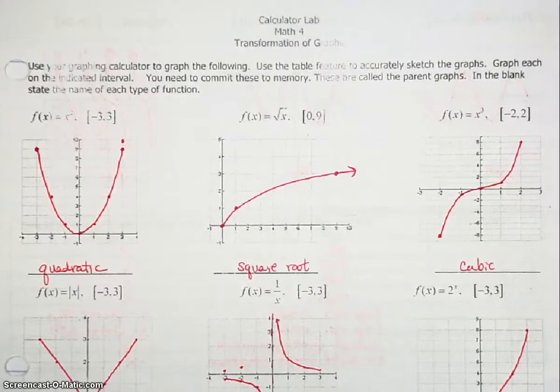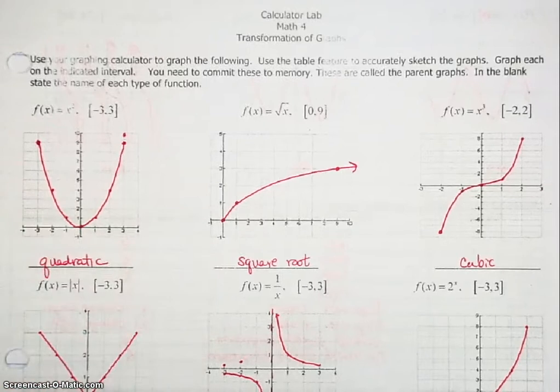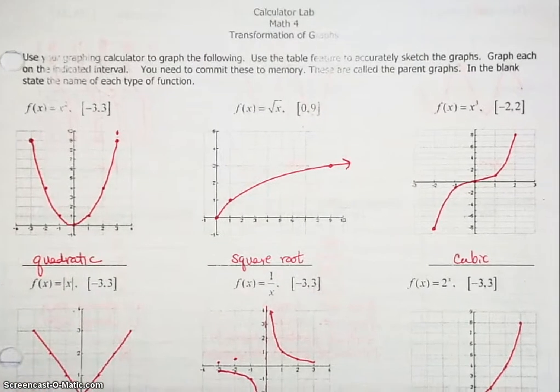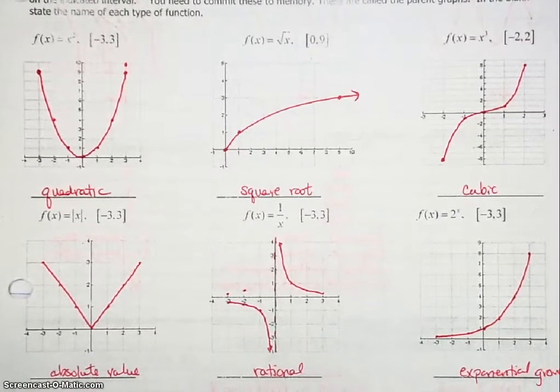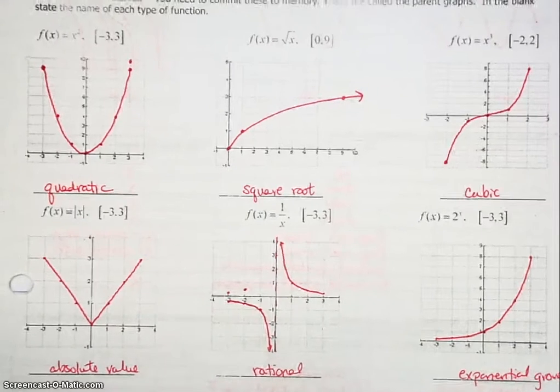I'm going to show you here what your parent functions should look like that you should have done in class today. Here, the first one should have looked like that. That's a quadratic. The second one here is a square root. Then we have a cubic. The fourth one there, that's an absolute value. It looks like a V shape. The fifth one here, that's a rational.